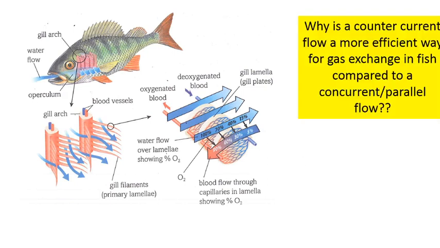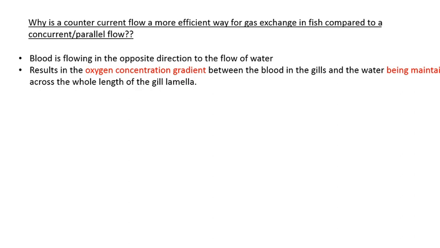We call this idea countercurrent. The water is flowing in an opposite direction to the blood. It's countercurrent. If they were flowing in the same direction, that would be concurrent or parallel. So I asked the question for you to think about: why is a countercurrent flow more efficient for gas exchange in fish compared to concurrent? And the next slide, I tried my best to go through that.